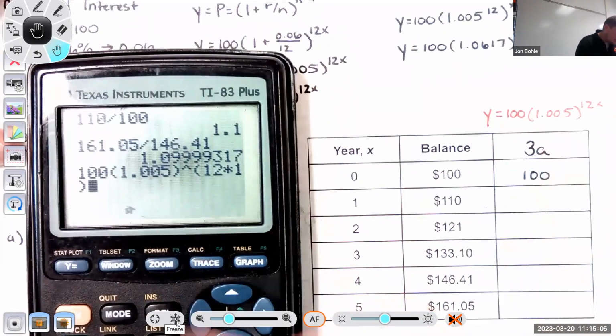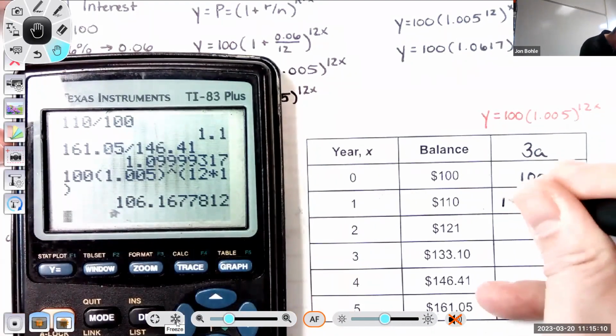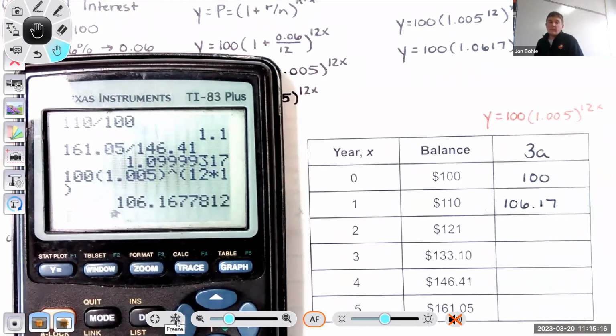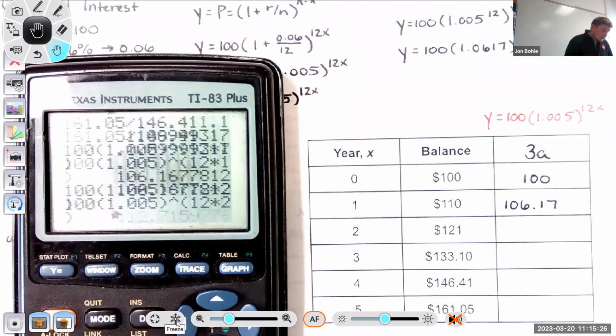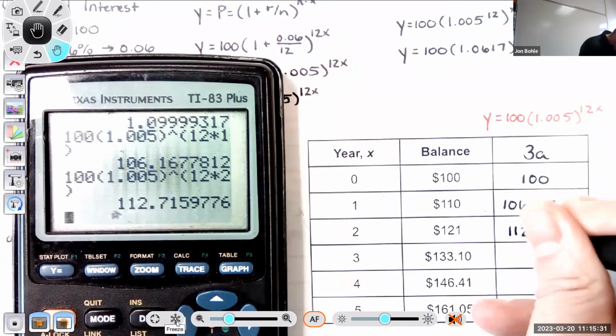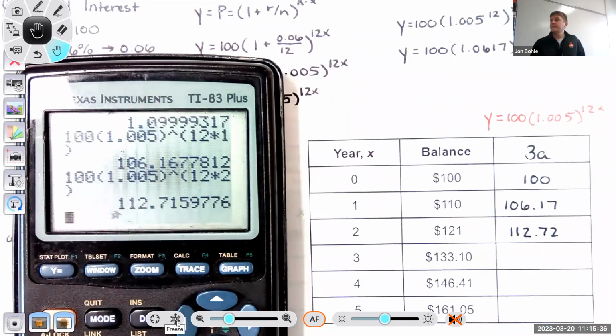Okay, so this formula in red is what I'm using. I'm making sure I typed everything in correctly. 106.17. Okay, so now what we're going to do is the same thing, but instead of 1 year, we're doing after 2 years. 112.72. Money, you round to 2 decimal points. I don't know if I needed to explain that or not.